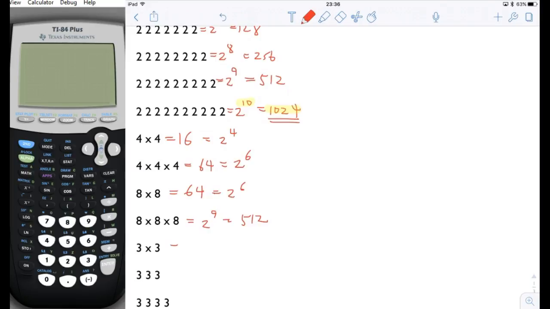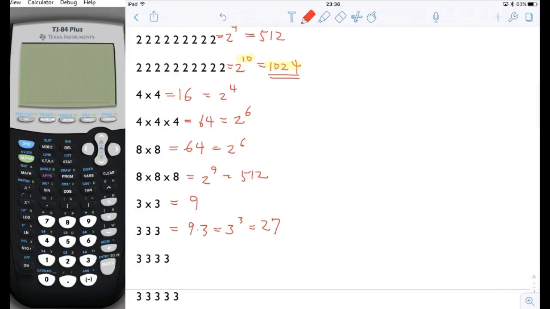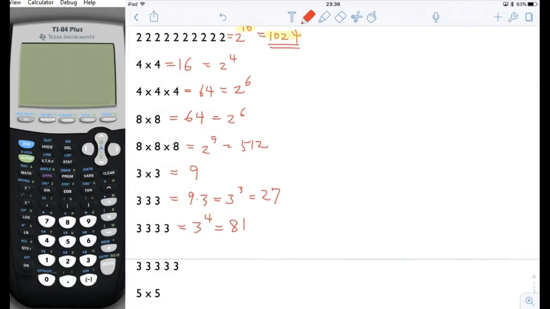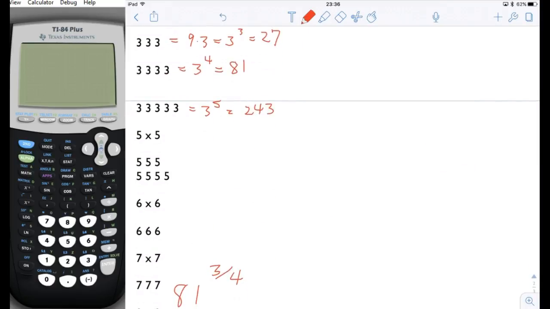Okay. Now let's look at the 3's. 3 times 3 is 9. 3 times 3 times 3 is 3 times 9, which is 3 cubed, it's 27. 3 times 3 times 3 times 3 is equal to 3 to the 4th. It's the familiar 81 because that's also equal to 9 times 9, right? And then finally, 3 to the 5th power is equal to 243. You don't have that memorized, but it's going to start looking familiar to you.